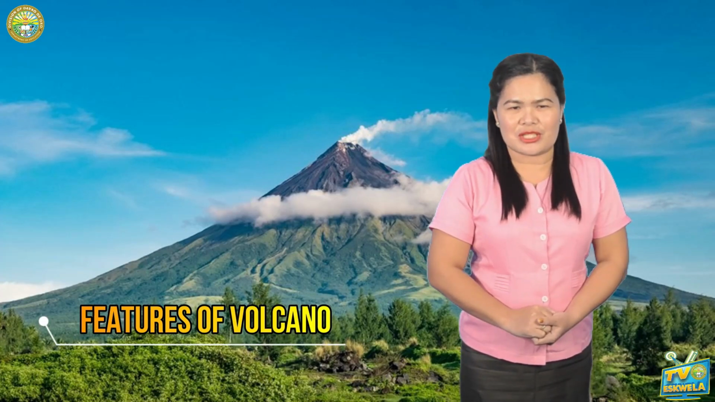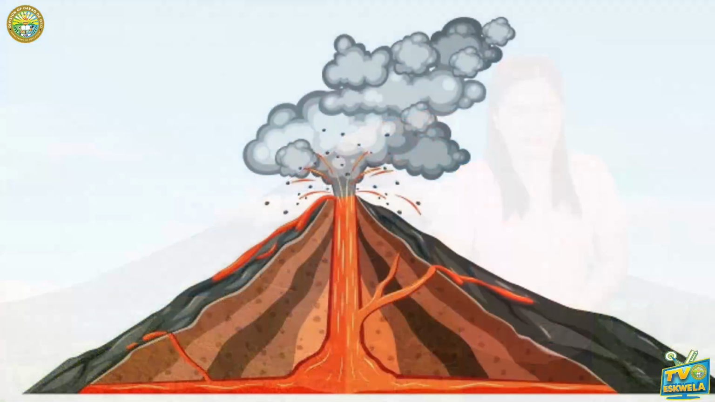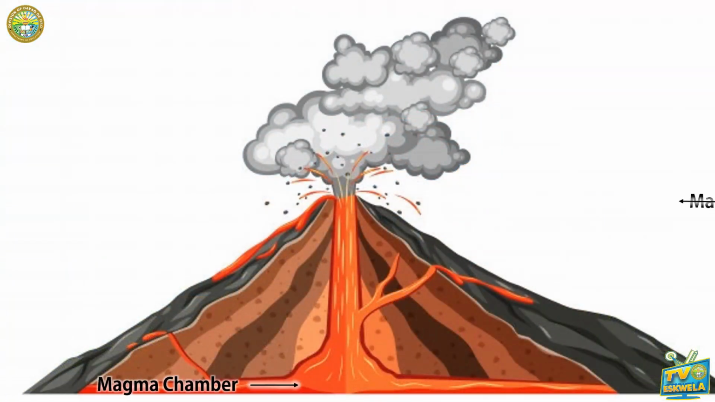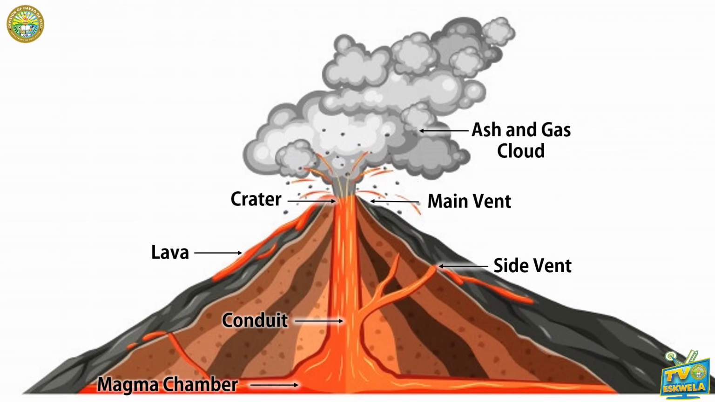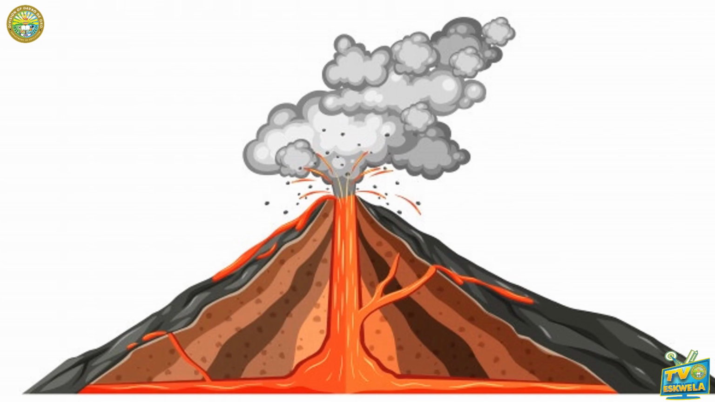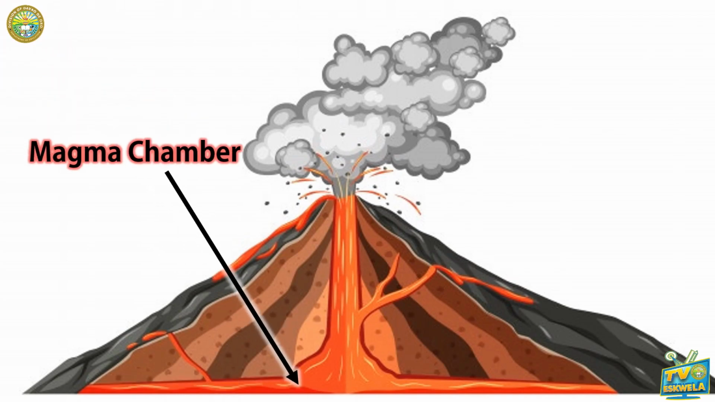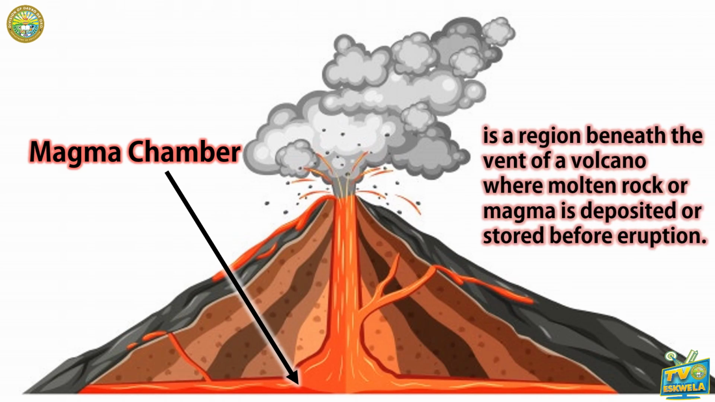Apart from the outer part, a volcano has the following features. We have the magma chamber, main vent, conduit, side vent, lava and the ash, and gas cloud. Magma chamber is a region beneath the vent of a volcano, where molten rock or magma is deposited or stored before eruption.